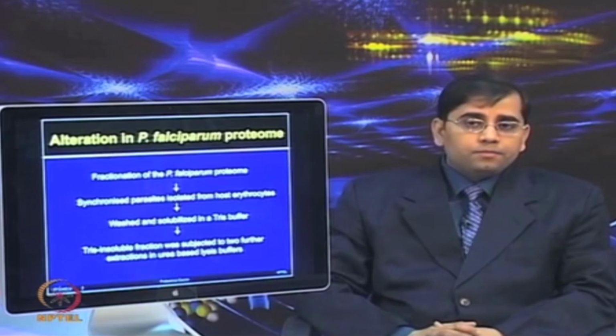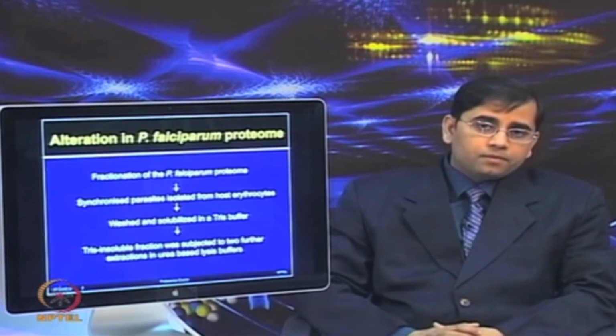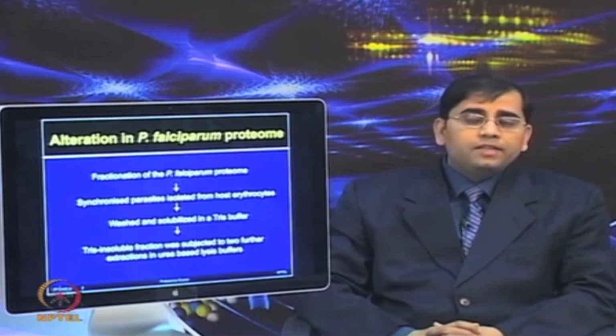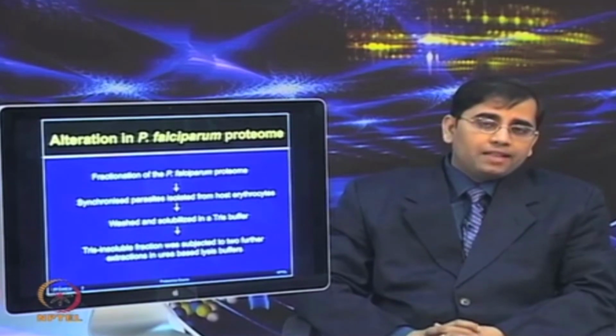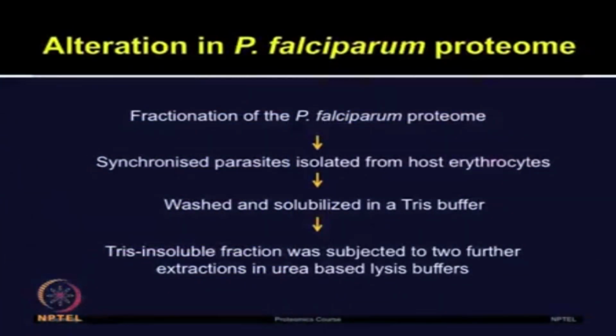then authors looked for the proteomic alterations. So, first of all, they did the fractionation of the P. falciparum proteome, synchronized parasites which were isolated from the host erythrocytes, washed those initially and then solubilized them in a Tris buffer recipe. The Tris insoluble fraction was further subjected to extraction in the urea based lysis buffer.